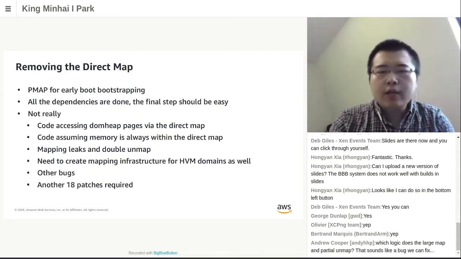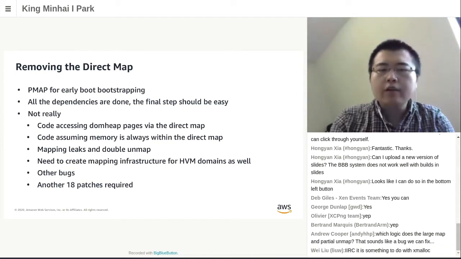Now, of course, another dependency is that we need to invent a new mapping infrastructure in early boot for bootstrapping, because the direct map window is gone. We need some structure to bootstrap other mapping infrastructure. So we need to add a PMap, which reuses some fixed map entries for early boot. It bootstraps the map cache for the idle domain, which then bootstraps other map caches for DOM0 or DOM-U.